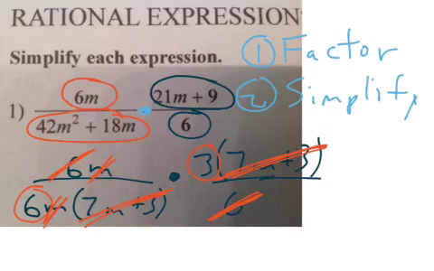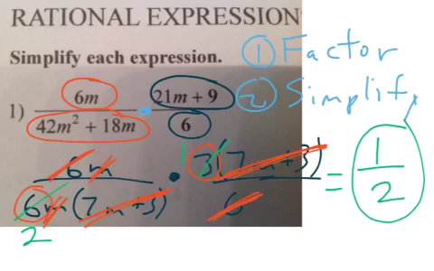and I can even reduce them by 3. 3 divided by 3 is 1. 6 divided by 3 is 2. So notice everything is gone except for 1 over 2. And believe it or not, that whole mess we started out with right there simplifies to just simply 1/2. So pause the video and see if you can't make sense out of that.